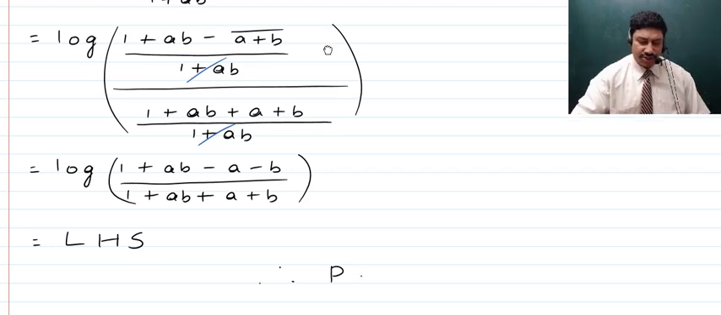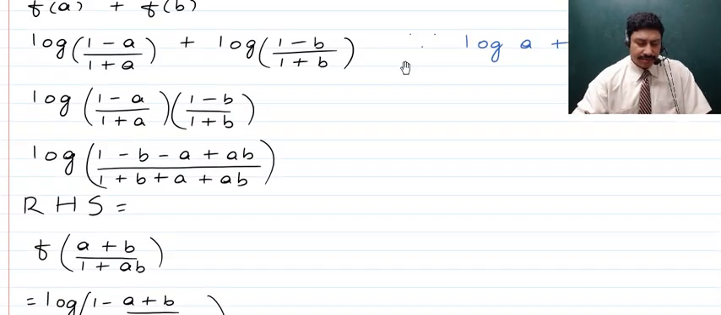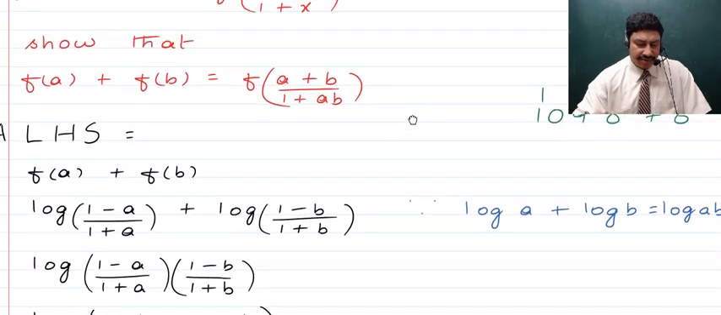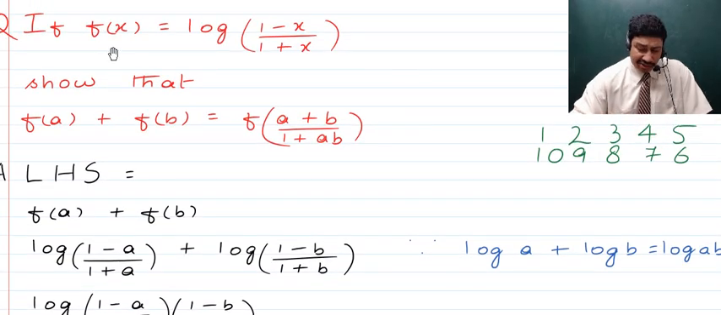So children, I'll just quickly discuss the sum. In the question you've been given that there is a logarithmic function, f of x becomes equal to log of 1 minus x upon 1 plus x. Now we've got to show that f of a plus f of b will become equal to f of a plus b upon 1 plus ab.